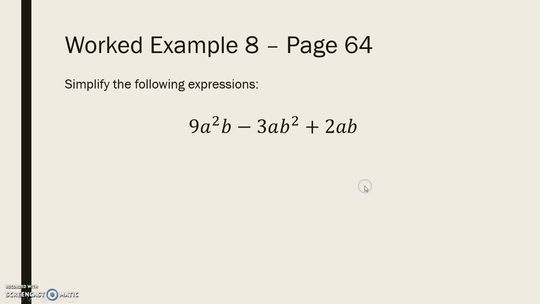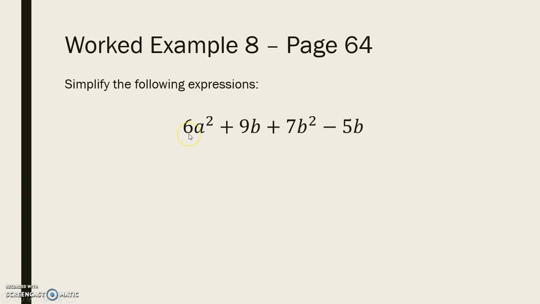Here's our second one. So this time we're looking for like terms. A squared b, there are no others. AB squared, there are no others. And 2AB, there are no others with those same pronumerals. So in this case, there are no like terms.